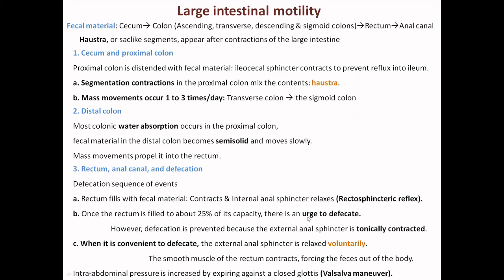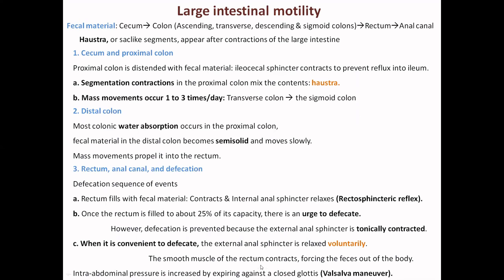Rectosphincteric reflex. Once the rectum is filled to 25% of its capacity, there is an urge to defecate, but it will not happen because the sphincter present in the anal canal is voluntary in nature. Defecation is prevented because the external anal sphincter is tonically contracted. There is a sustained contraction, and this is voluntary. When it is convenient to defecate, the external anal sphincter is relaxed, that is voluntary, whenever you want, and if the rectum is filled more than 25%, you can go for the defecation.